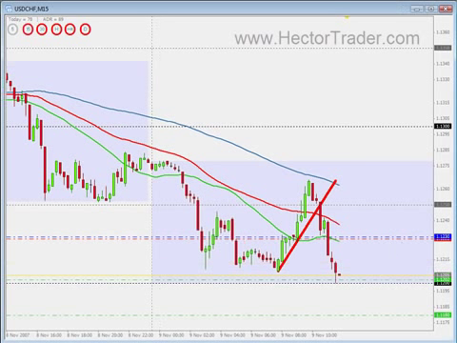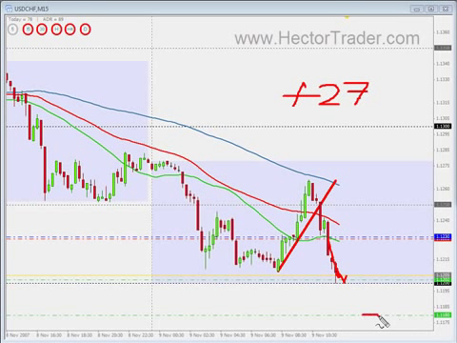Bye bye. Hi guys, Hector again. Another quick update to let you know that I've taken half of the lot size out for plus 27 pips. Seems like it's moving quite nicely in my direction. That's always nice to see. And anyway, I will let the second half of the trade run as expected to the 111.80. Okay folks, bye bye.